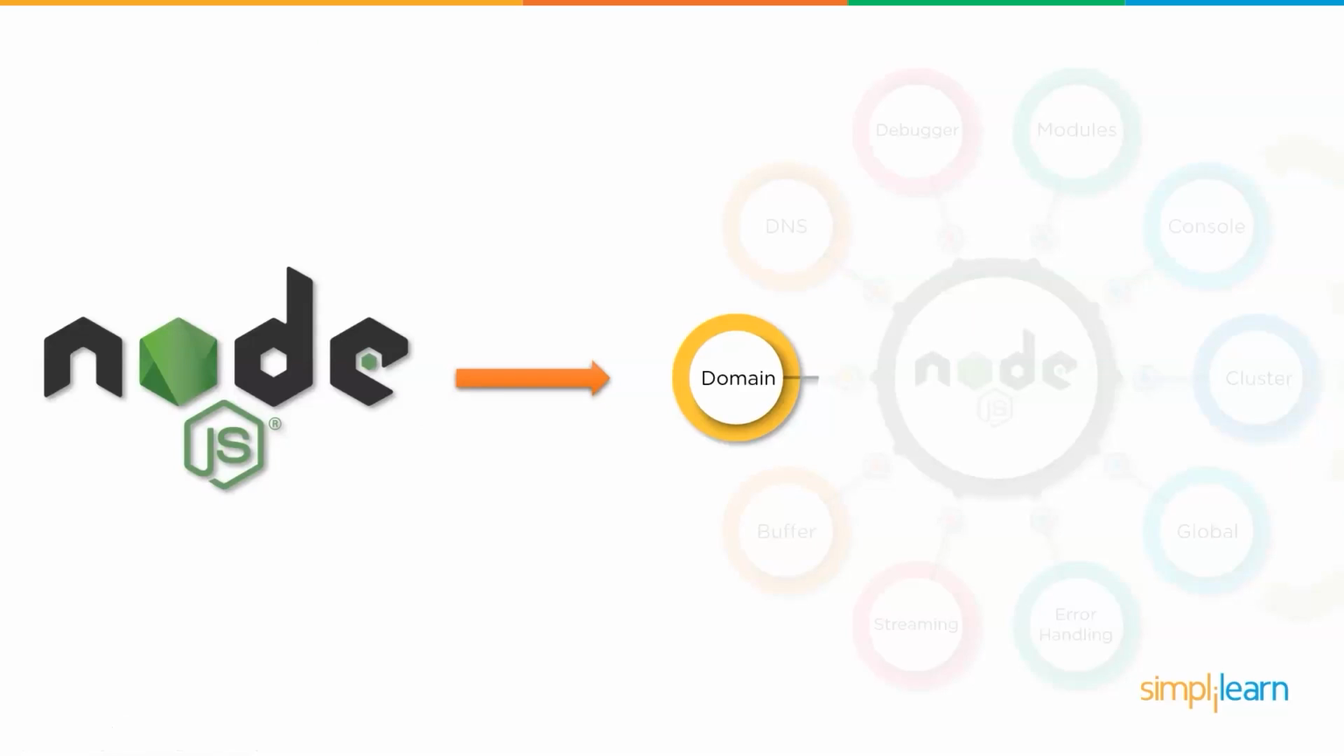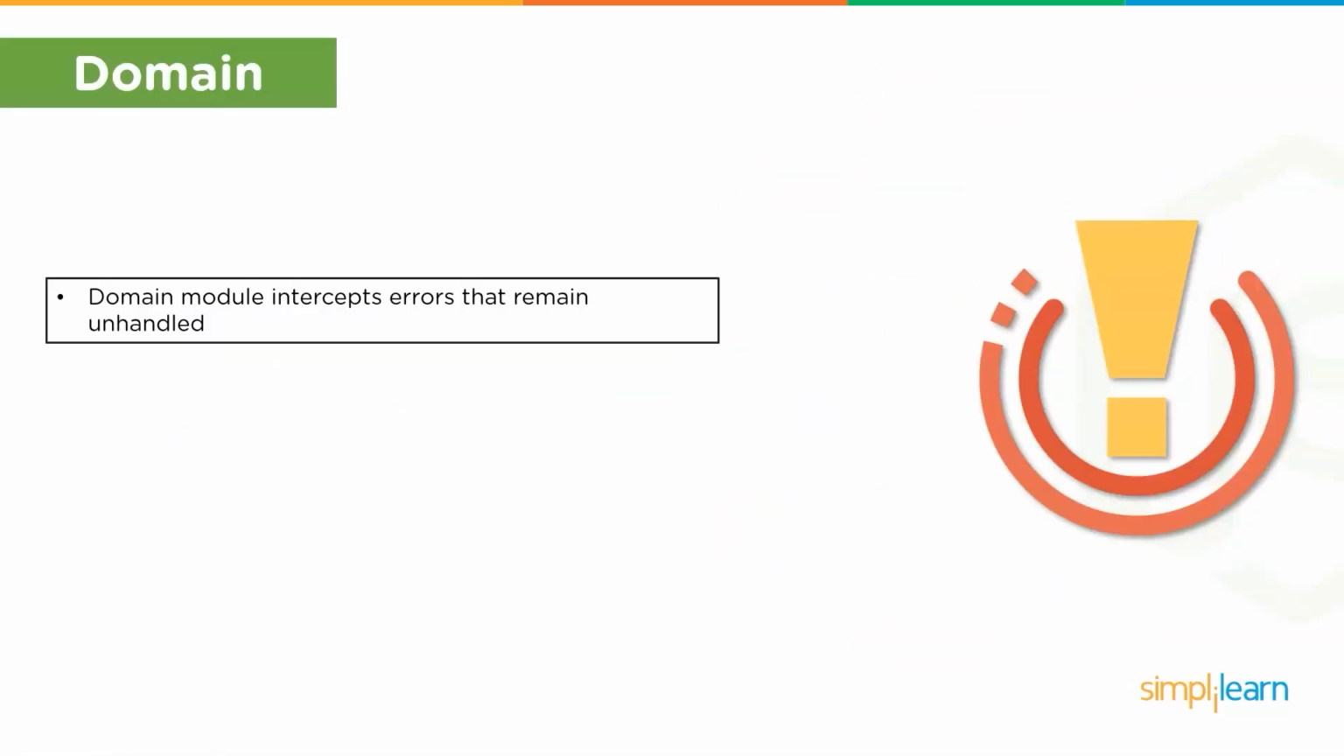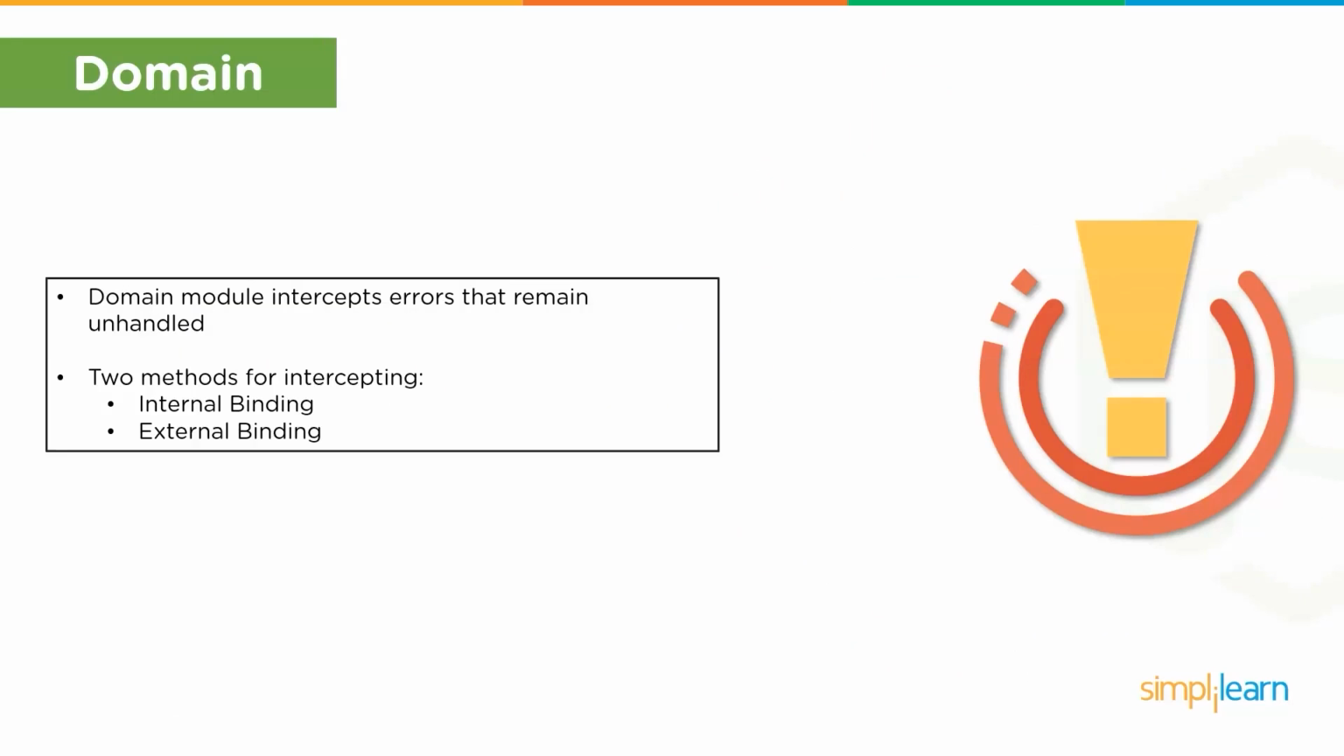Next up, we have domain. Domains provide a way to handle different I/O operations as a single group. The domain module intercepts errors that remain unhandled. There are 2 types of methods that are used for intercepting these errors.